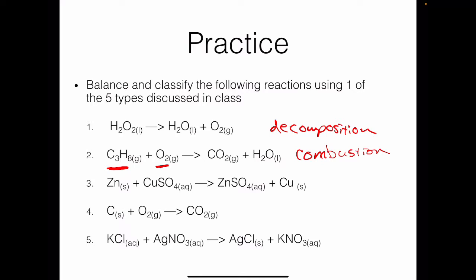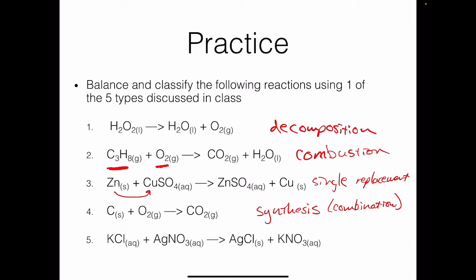In the next one, we see that just one thing has switched places with something else or replaced something else. So this is an example of a single replacement reaction. In the next one, we have two reactants coming together to form a product. This is a synthesis reaction. You might also see the word combination, same meaning, two things combining to form something else.